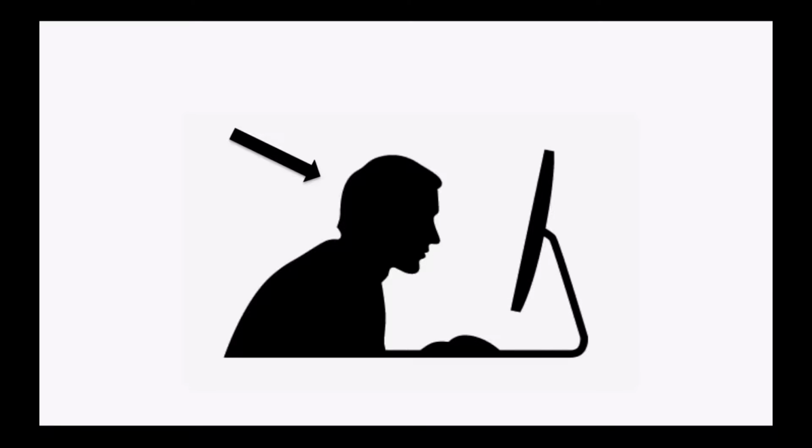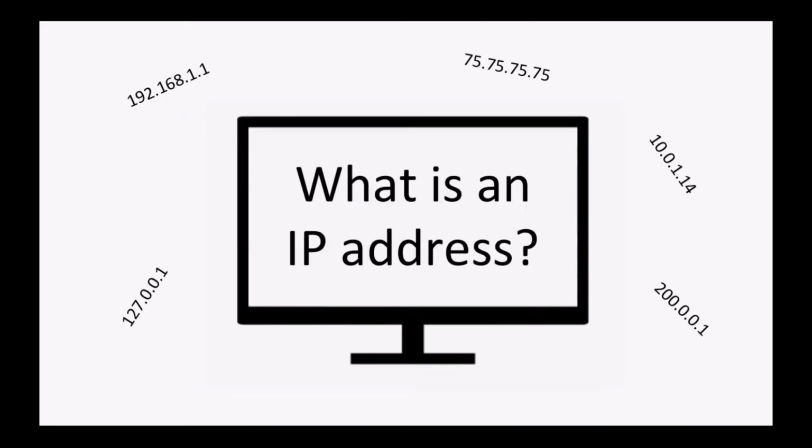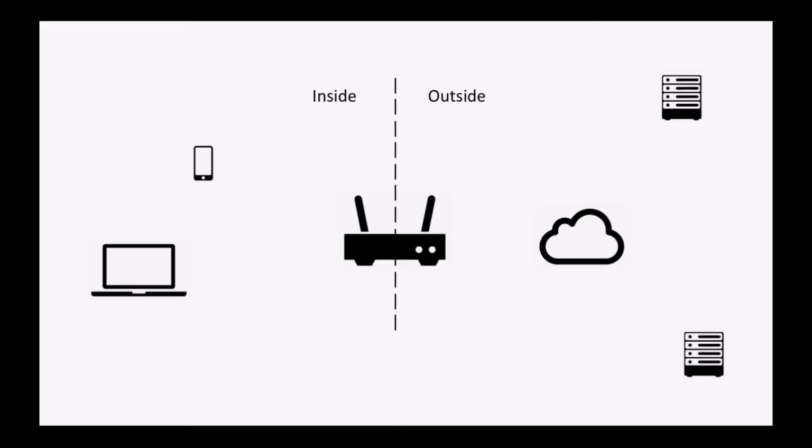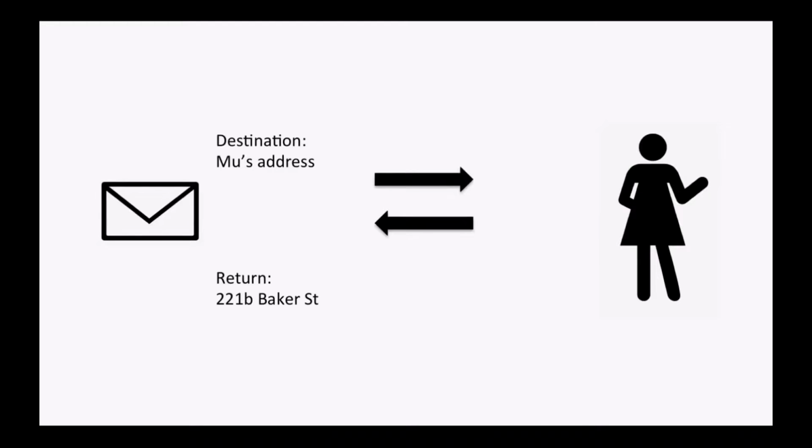This is you, this is your computer, and this is you watching What is an IP address? IP addresses represent where you live on the internet and are needed to send messages to computers outside of your own network. Imagine when you send a letter to your great aunt Mew. You put her address on the front of the envelope and the return address on the back.